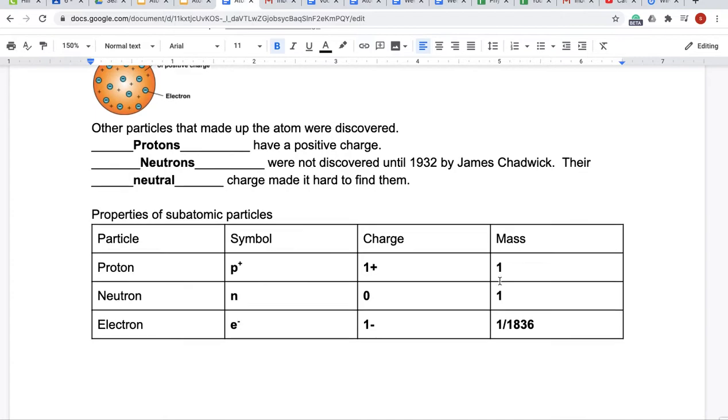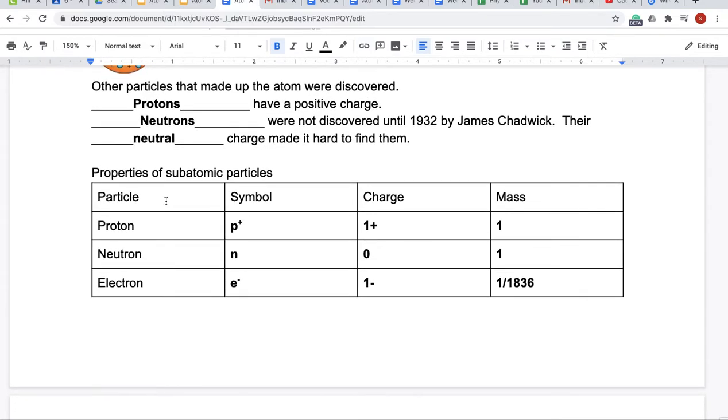So here's a table of what's going on with the subatomic particles. Subatomic meaning below the atom level, smaller than the atom level. So here we go: proton, neutron, electron. If you were to do a symbol, p+, because p is for proton, plus for the plus charge. Electron has an e−, e for electron, minus for negative, and then neutron is just n, no charge.